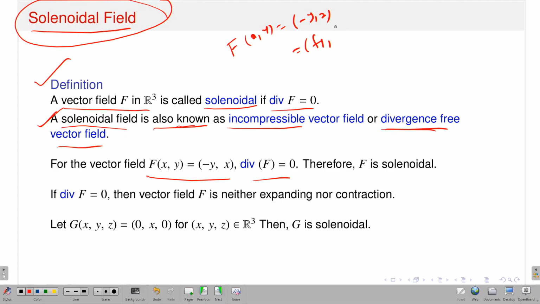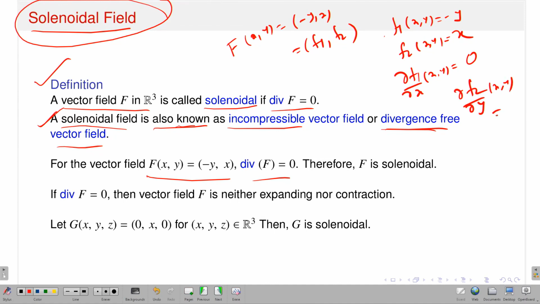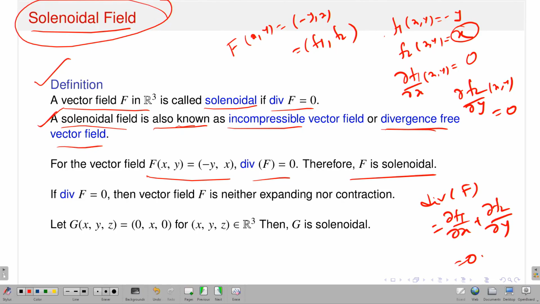So, I can write it as f1, f2. What is my f1? f1 of x comma y is minus y, and f2 of x comma y is x. Therefore, if I calculate del f1 del x at the point x comma y, what is this? If I take the derivative with respect to x, this is 0. And del f2 del y at the point x, y, again is 0 because it is a function of x. Therefore, the divergence of F, which is del f1 del x plus del f2 del y, is exactly equal to 0. Therefore, the corresponding vector field F is solenoidal.